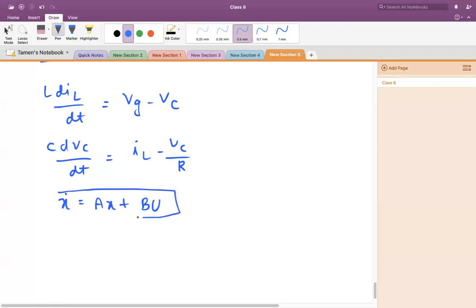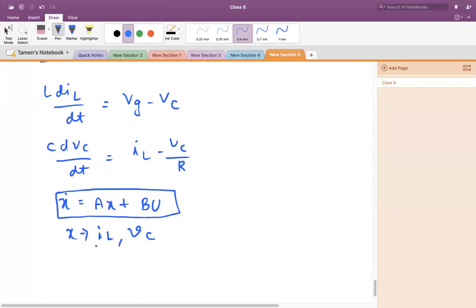I'll write in this manner. So what will be our x? X will be the integration of Ax plus Bu. X will be the energy storing elements, IL and Vc, the current across the inductor and the voltage across the capacitor. Now I'll write it in the form of equation.